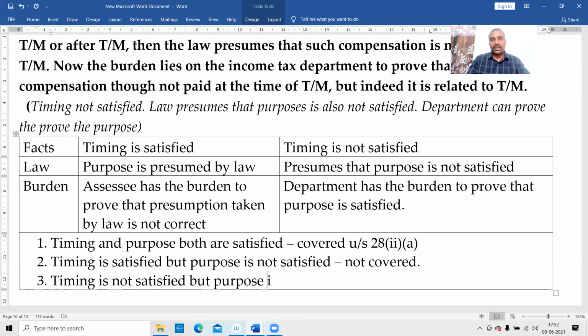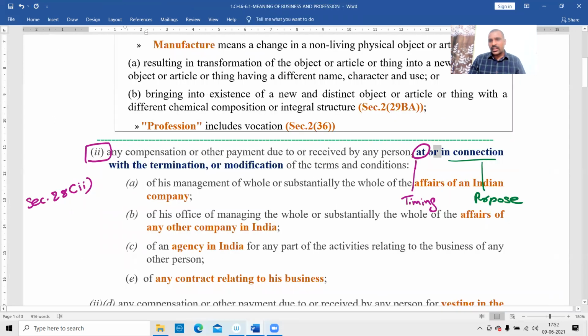Timing is not satisfied, but purpose is satisfied. Satisfied means whether it is by presumption or by proof. Whether the court presumed or you proved, that condition has to be satisfied. Either the court presumes or you prove. Timing not satisfied but purpose satisfied is covered under section 28 clause 2. This is the point: it is not timing or purpose, though it appears like an or. Sometimes it is both, sometimes the important point is purpose.